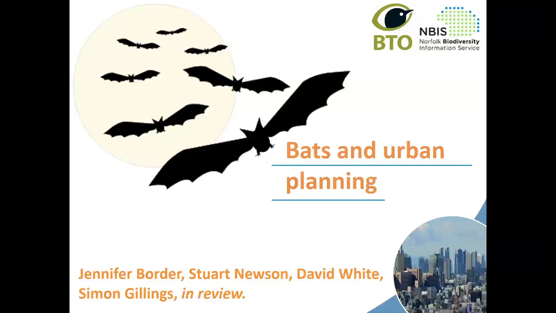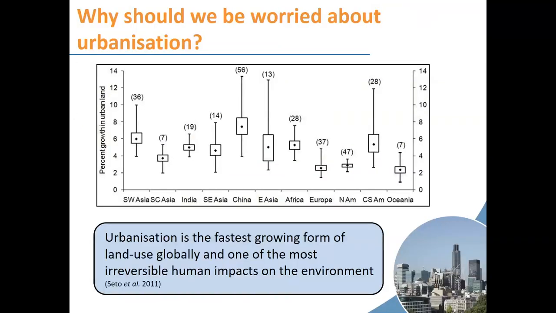So I'm talking about a recent project I did where we used citizen science data to determine how bats are likely to be affected by urban planning and whether it's possible to mitigate against this impact at all. So firstly, why should we be worried about urbanisation? Urbanisation is currently one of the fastest growing forms of land use globally and is presenting an increasing threat to biodiversity.